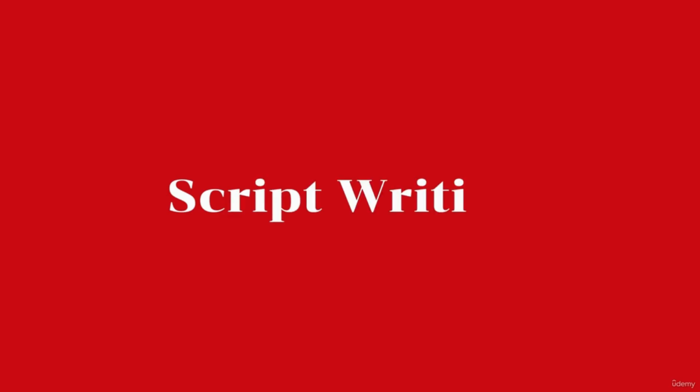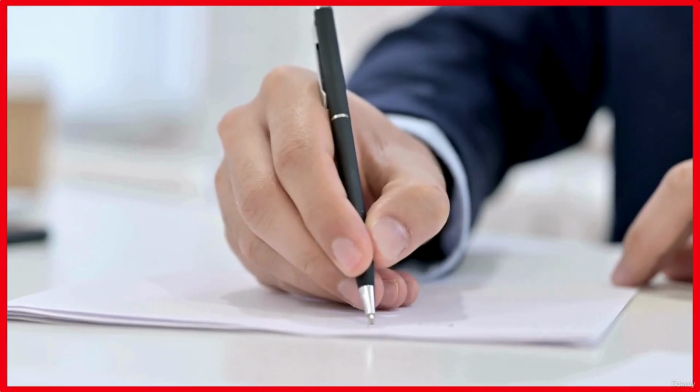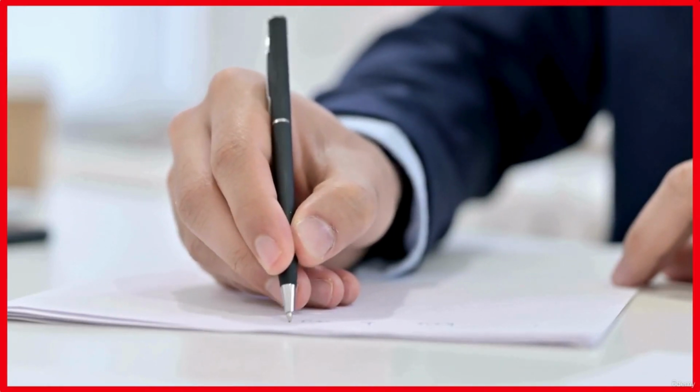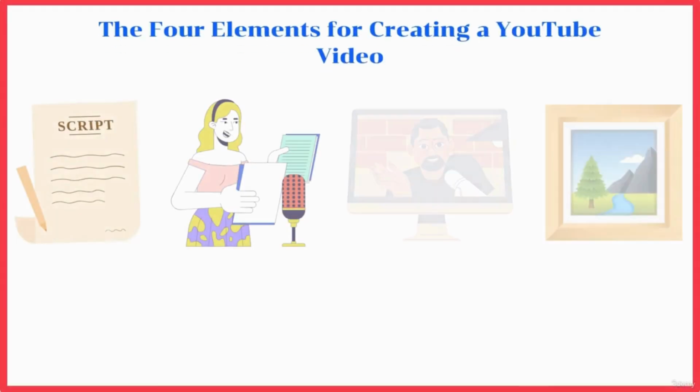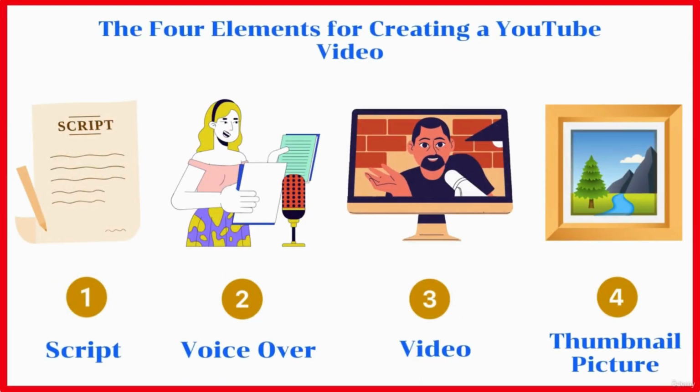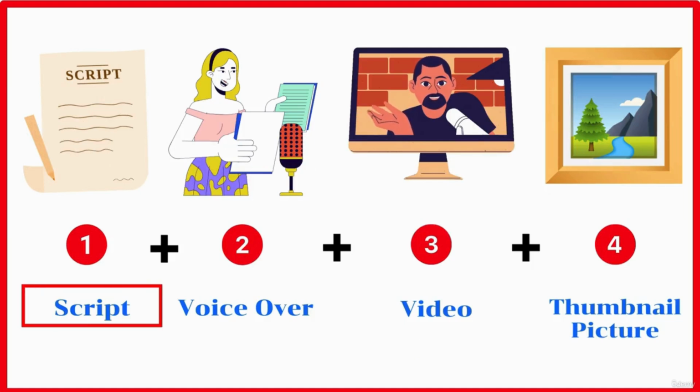Script writing. Now that we've completed the process of topic selection and idea generation and have learned how to gather content creation ideas, let's move on to script writing. Remember, we discussed the 4 key elements essential for any YouTube video. 1. Script writing. 2. Voice over. 3. Video editing. 4. Thumbnail design. In this chapter, we are going to cover script writing.